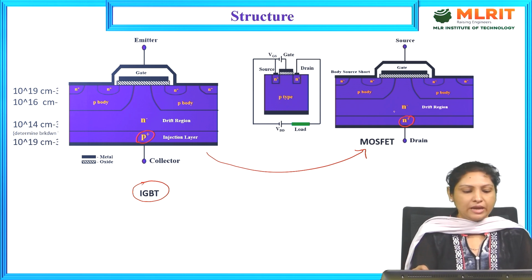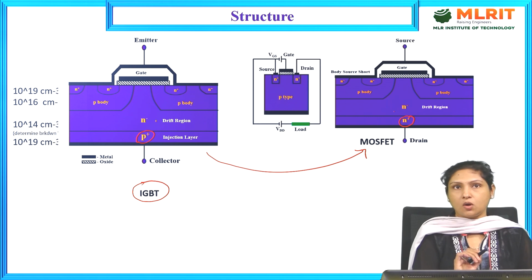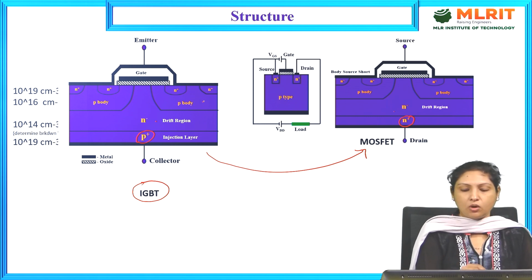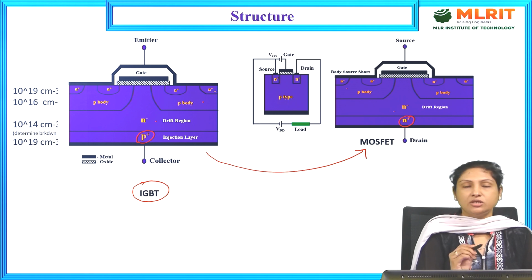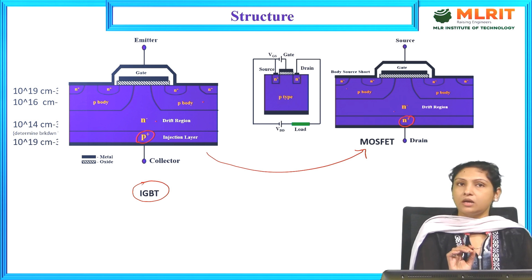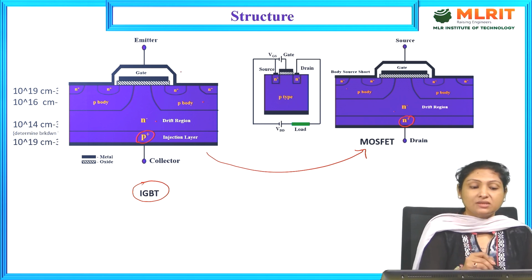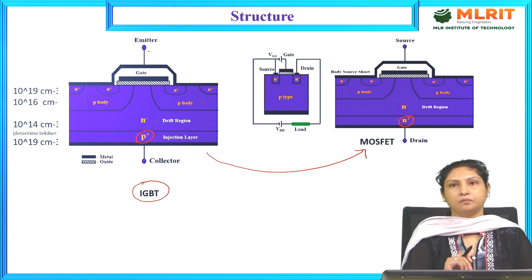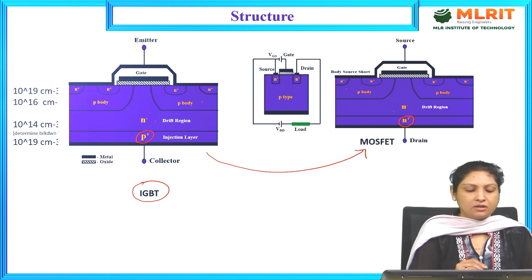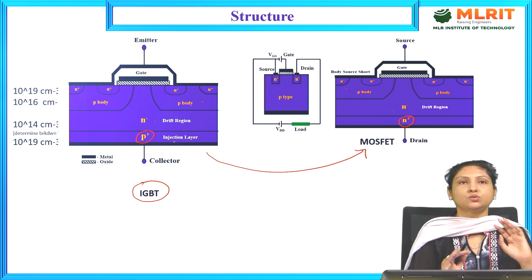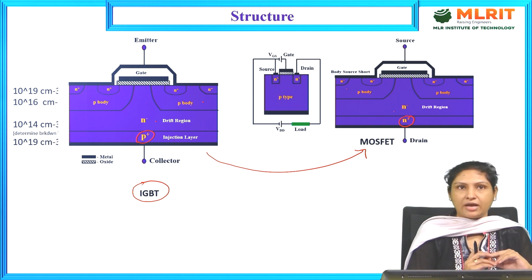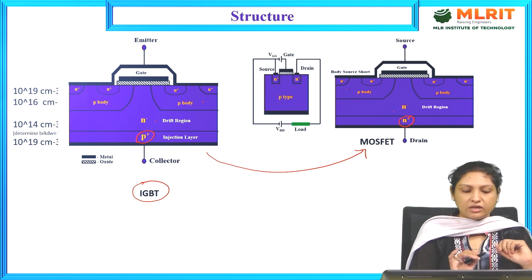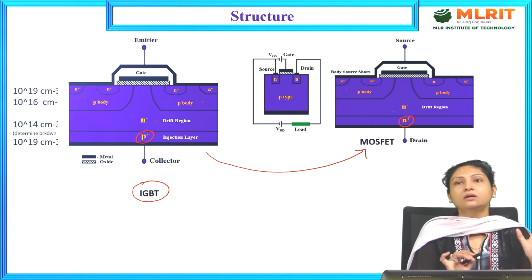And if you see, the N minus region is common, and the P body layer is also common, over which the N plus region is accumulated, and to which the emitter will be connected. And this injection layer is used to inject the charge carriers into the device. And the drift region determines the reverse blocking capability of the device.